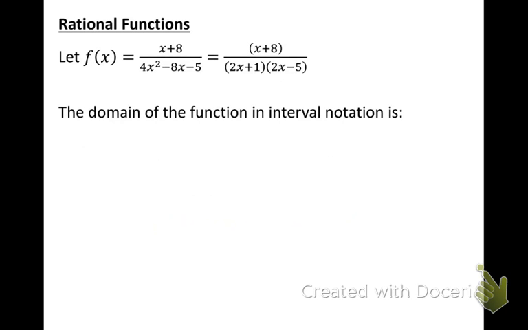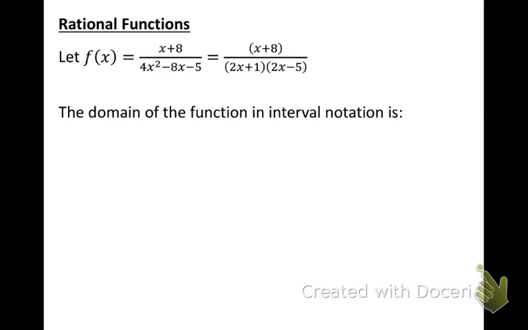All right, so to start out with, this is a good review question. We have the rational function f of x equals x plus 8 all over 4x squared minus 8x minus 5. And they have been so nice, they even went ahead and factored that denominator for us. So 4x squared minus 8x minus 5 factors into the quantity 2x plus 1 times the quantity 2x minus 5. So we've got a nice factored version of this rational function.